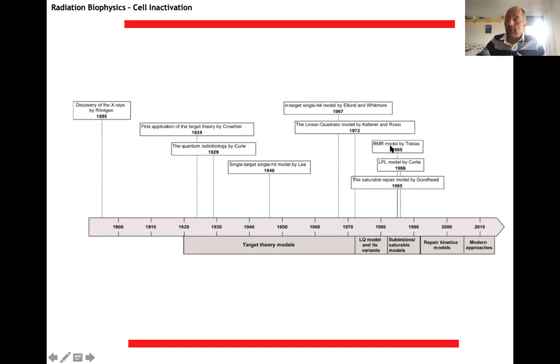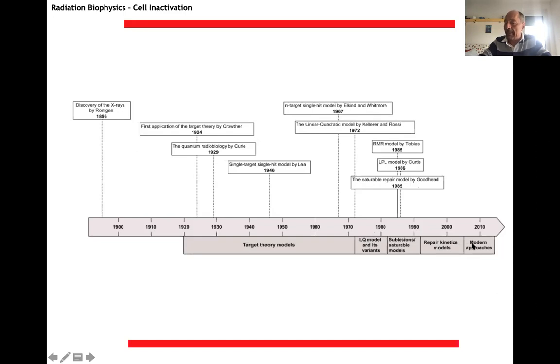There are then other models, for example, the lethal potentially lethal model and the repair-misrepair model. These two models are very similar. They both came from Berkeley. The saturable repair model came from Oxford, by Dudley Goodhead. And then more modern, you see, this is the era of the linear quadratic models.